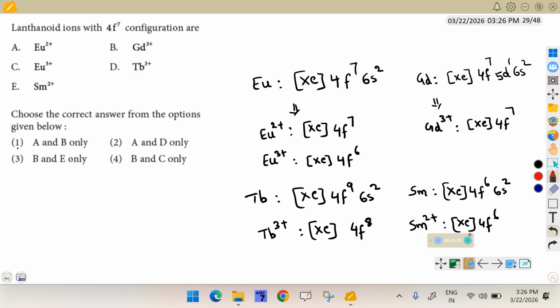Lanthanide ions with 4f7 configuration are Eu2+ (4f7 configuration) and Gd3+ (4f7 configuration). Eu2+ and Gd3+ are the ones. That's all. The remaining electronic configurations are not 4f7.